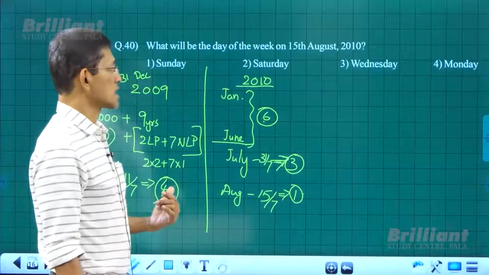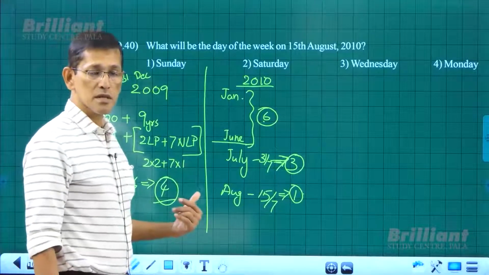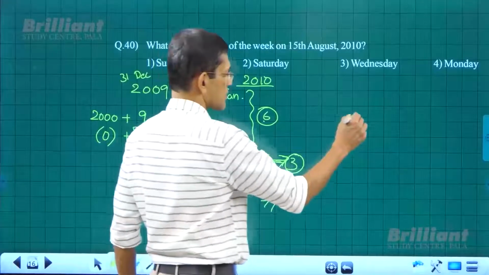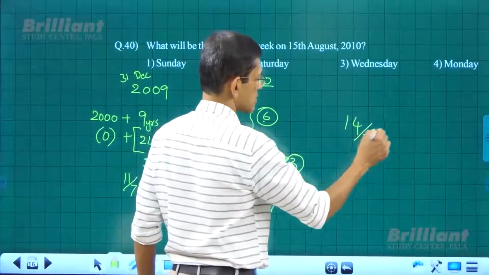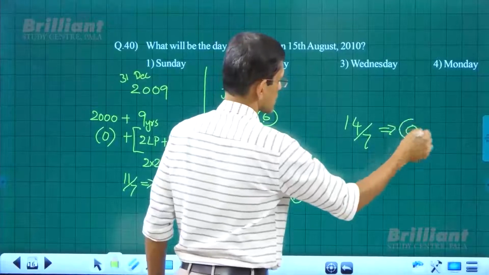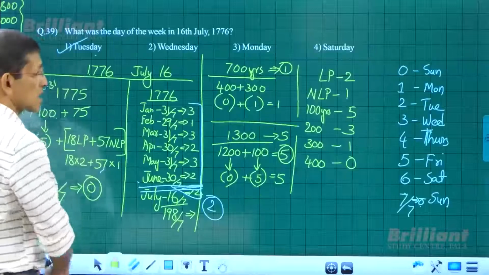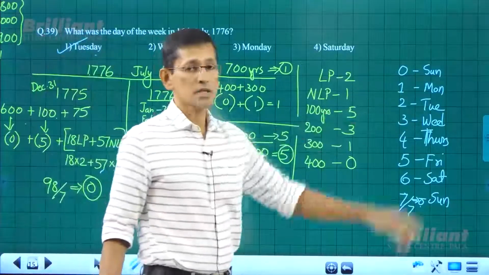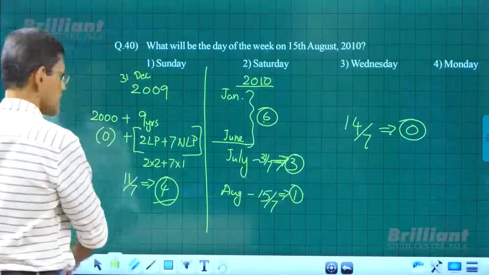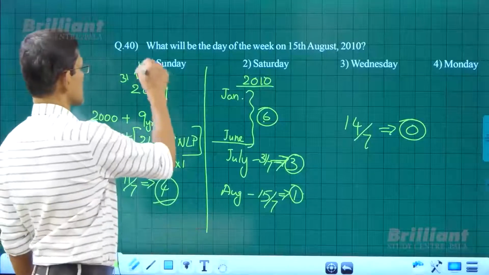It's 14. So total 14 divided by 7, what's the remainder? 0. So 0 odd days. 0 odd days means what? As we have done earlier, look at this. 0 odd days means it's Sunday. So the answer is Sunday.